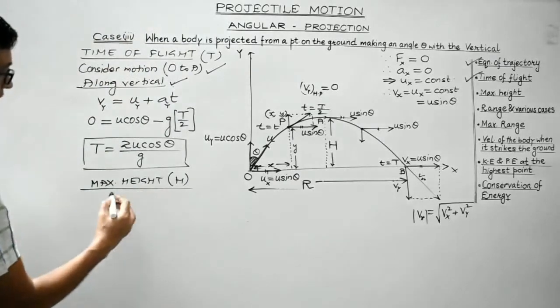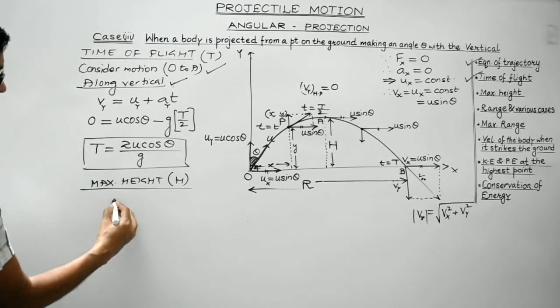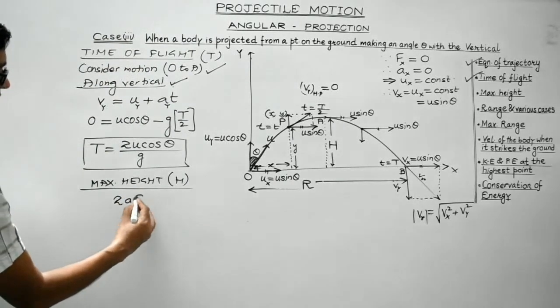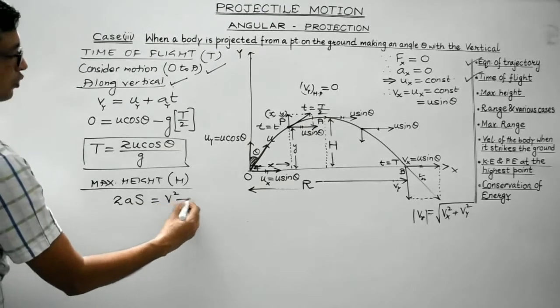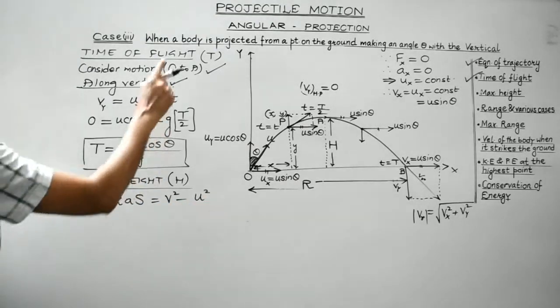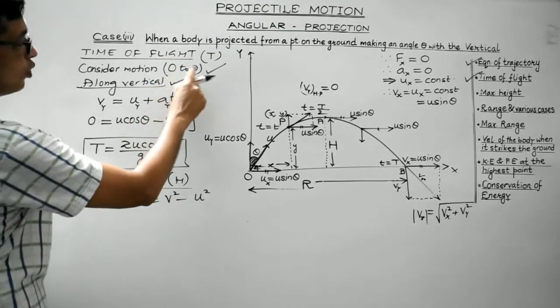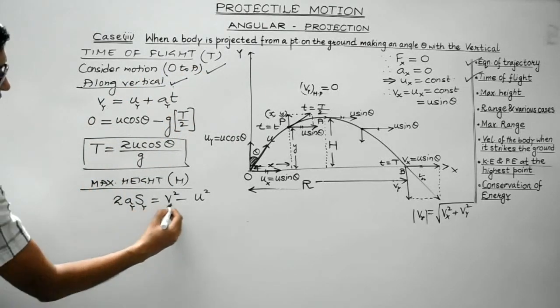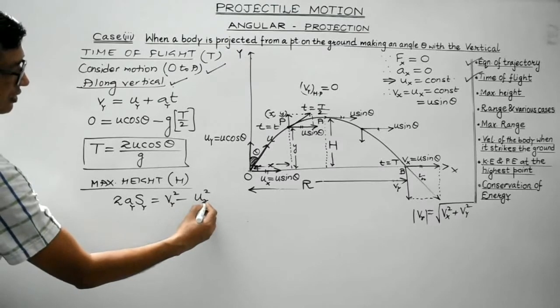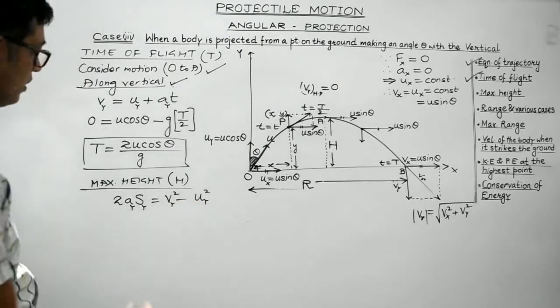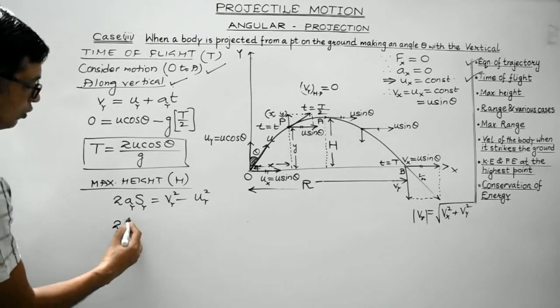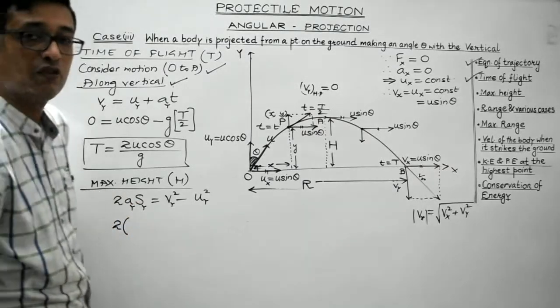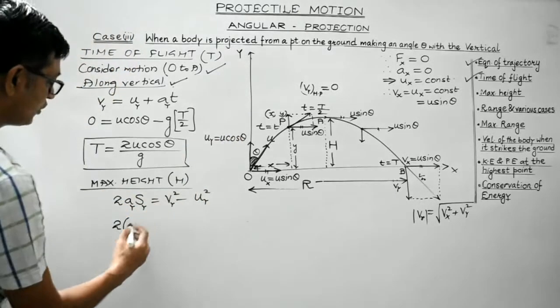Let's see. The third equation of motion is, students, 2as is equal to v square minus u square. We are considering the motion from O to A and along vertical, that is along y-axis. So y component is to be considered everywhere. Let's substitute values. What is the acceleration along the vertical direction? It's minus g.